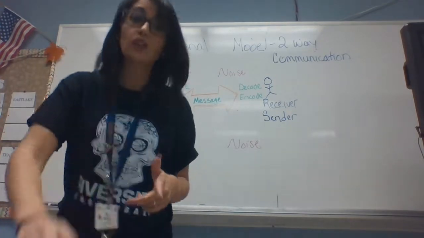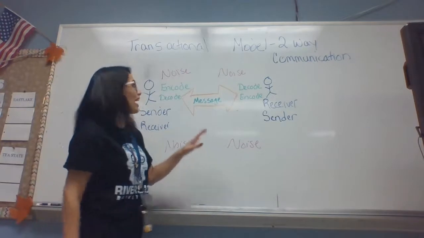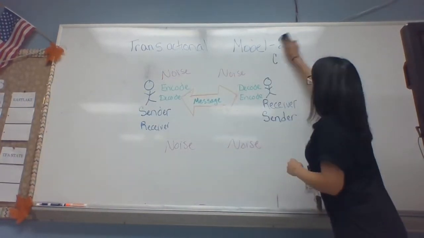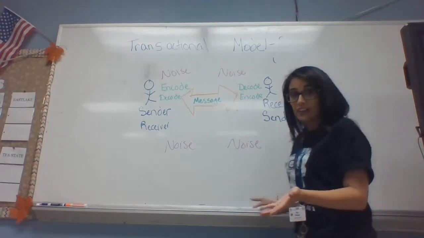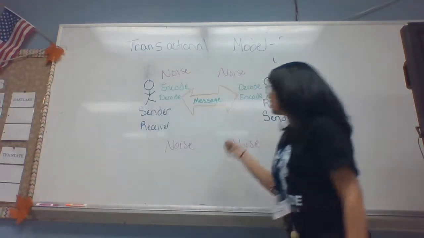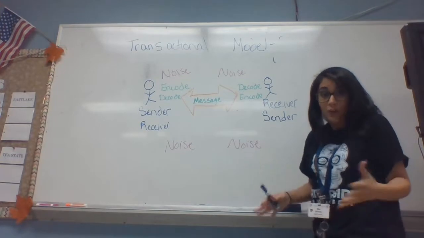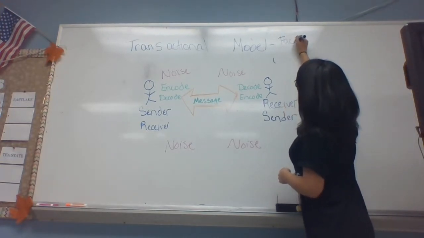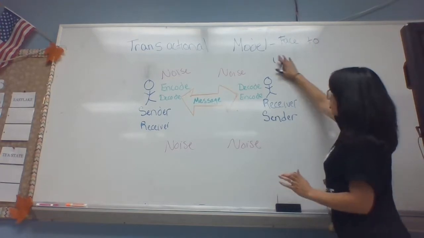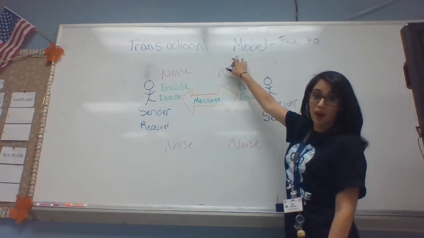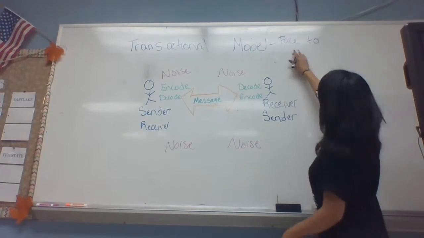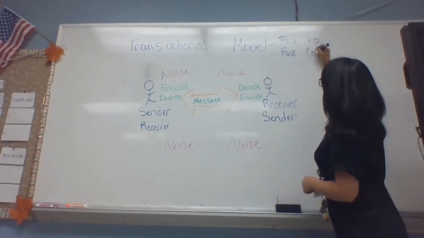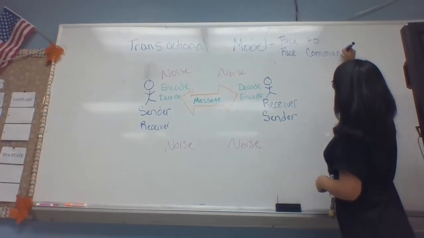The reason that the channel goes in two different directions is that in the transactional model, which represents face-to-face communication, there is no pause. Communication never stops. So in your notes, all I want you to copy down is I want you to go to where you have the blank for transactional model, and I want you to write face-to-face communication.